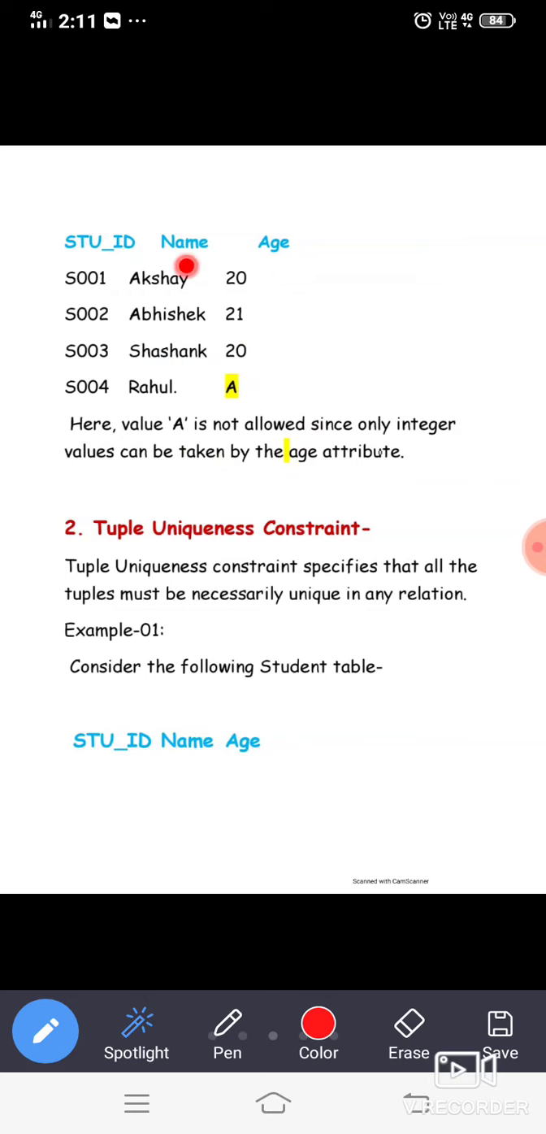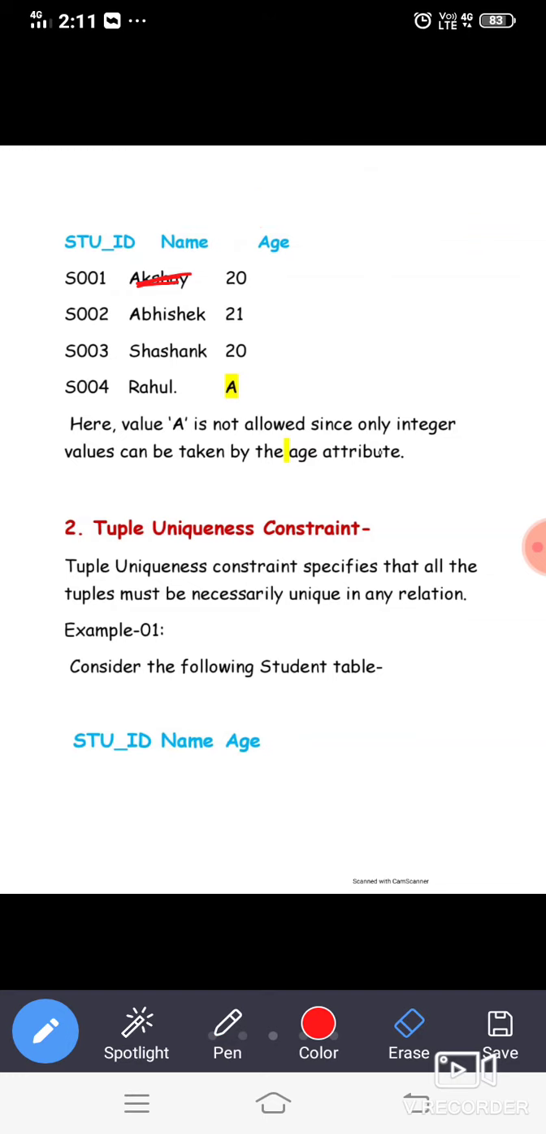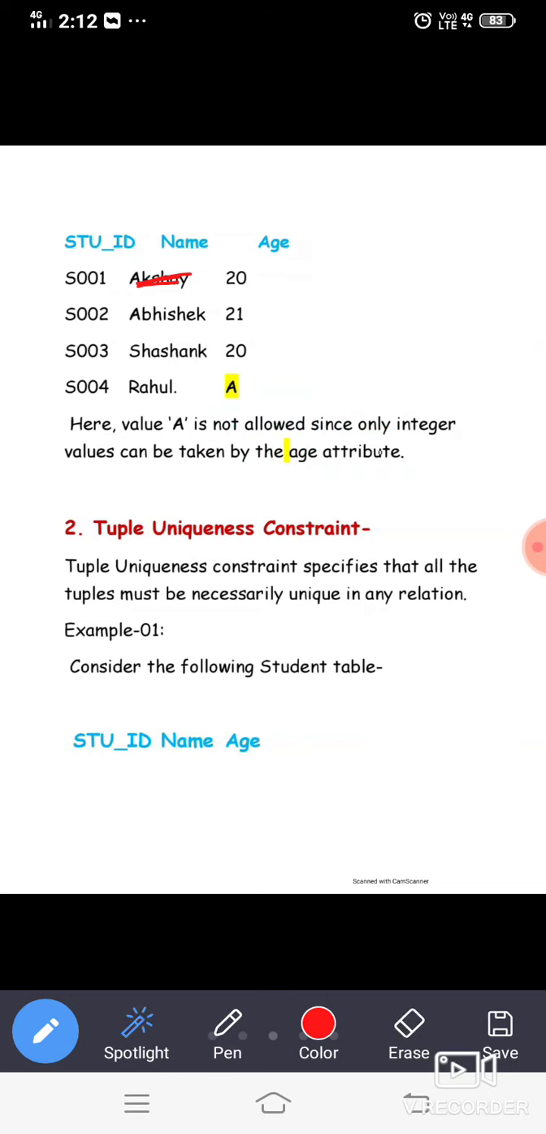Okay, similarly if you write something like, in the name, instead of Akshay, if you are going to write something like 20 or 30, the value is not going to be the right value. So we should follow the domain constant. So it's a very simple thing, it's common sense, nobody is going to write it as a. So here constant is nothing but a rule which says that the domain of the values should match with the name of the column. So it's a very simple thing. Here value a is not allowed, since only integer values can be taken by the age attribute. I hope you have understood this very simple concept.